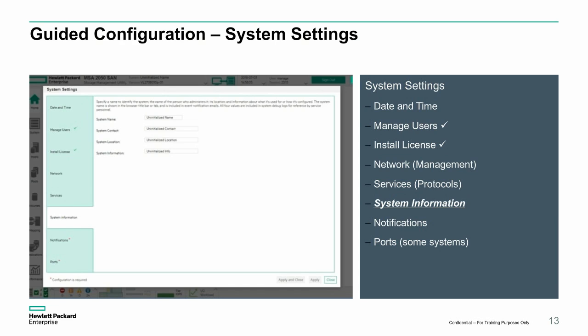This information is purely to help identify the MSA. It can be used to help identify the MSA through SNMP or in the logs. The system name also appears in the banner of the System Management Utility. Next system setting, Notifications.